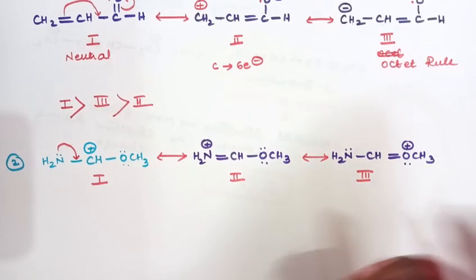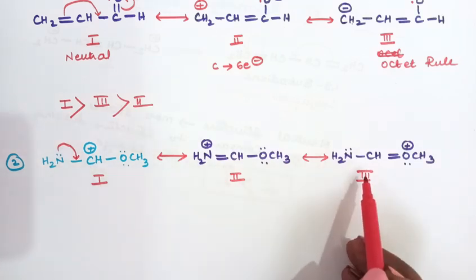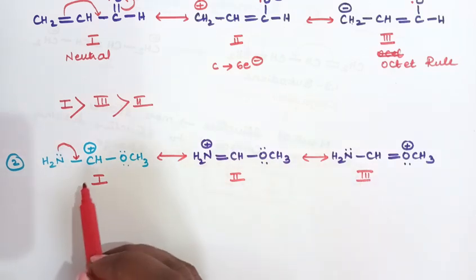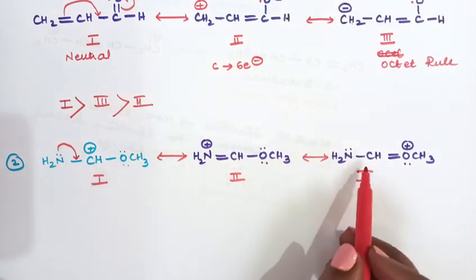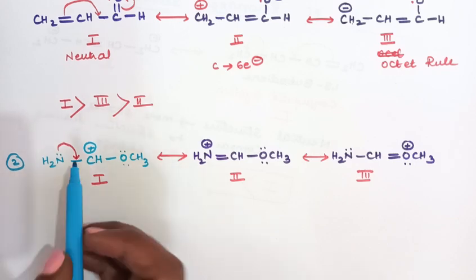So now we have to find the stability of these resonating structures. So find whether a neutral structure is there. No, the first point we have to apply is neutral. So there is no neutral structure, all are having charges. So second we have to apply the octet rule. So we will apply the octet rule now.